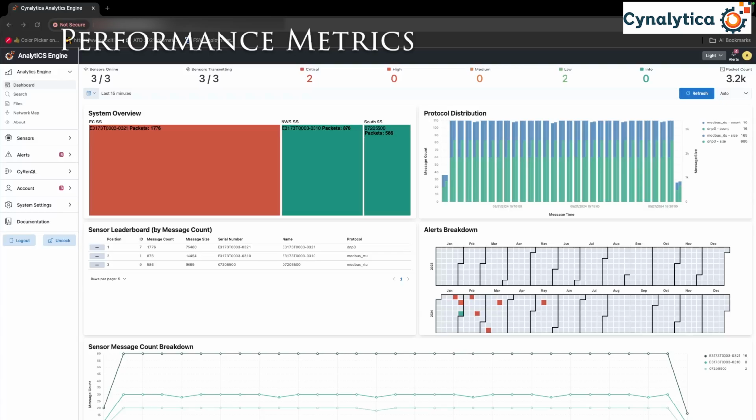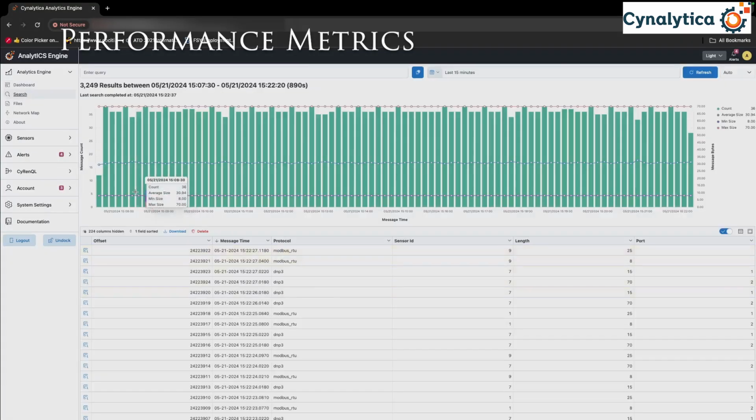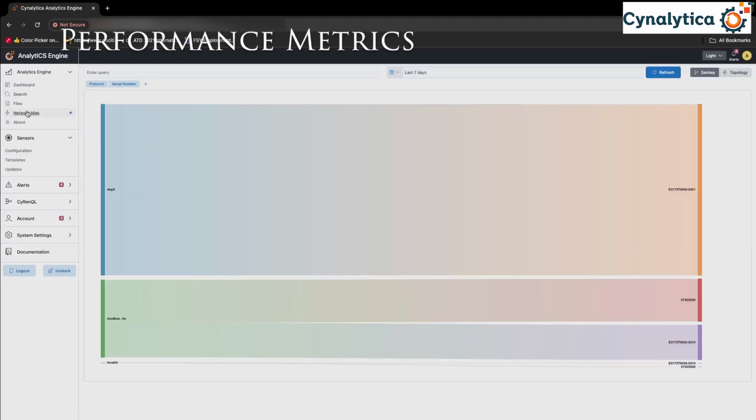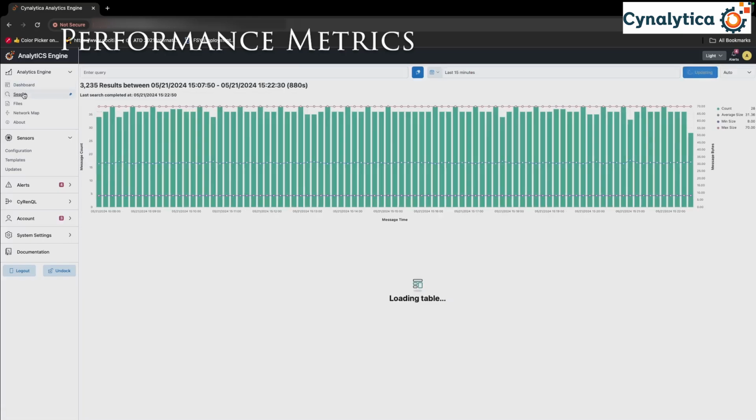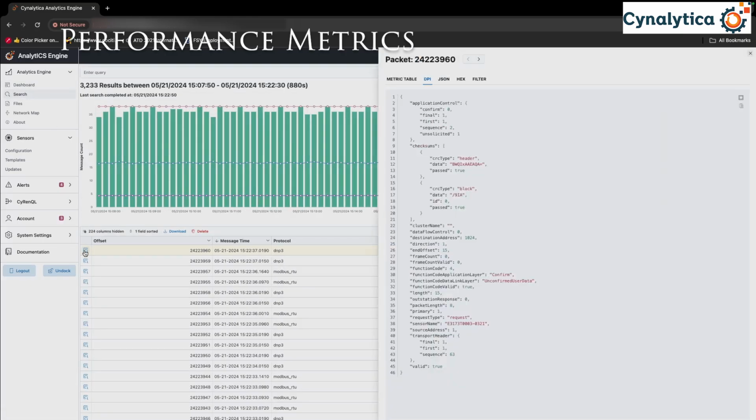Next is performance metrics, establishing benchmarks for key performance indicators such as latency, throughput, error rates, and utilization rates. These metrics help in identifying when a network is operating outside of normal parameters.